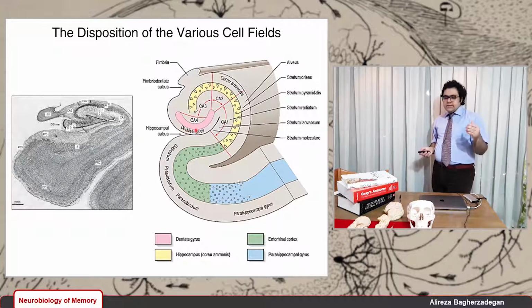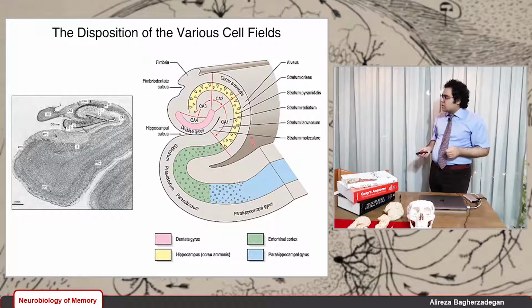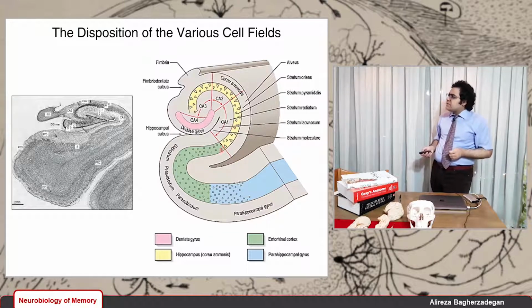Cornu Ammonis literally means the horns of Ammon. Ammon was an ancient Egyptian god, and it had some round horns, exactly like this round structure of the hippocampus. That's why they're called cornu Ammonis. Okay, and we have different regions.